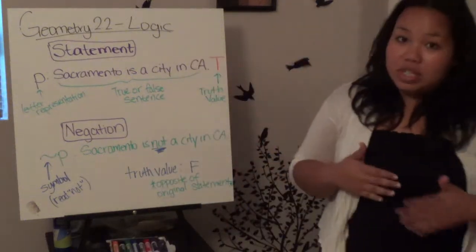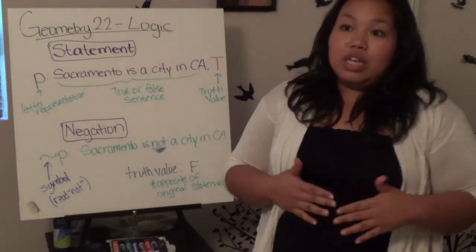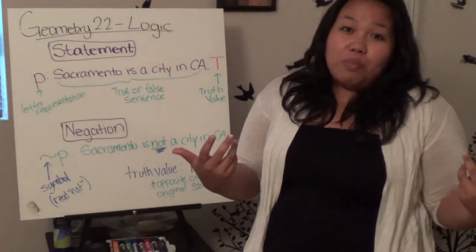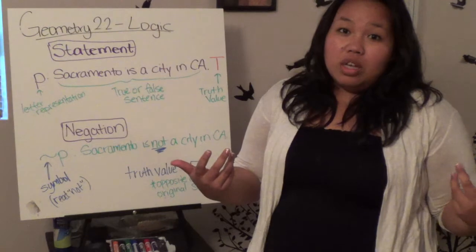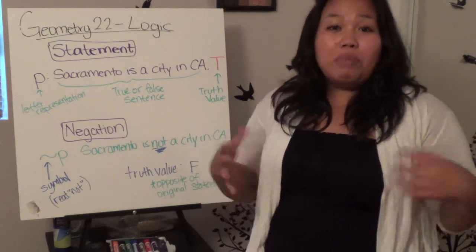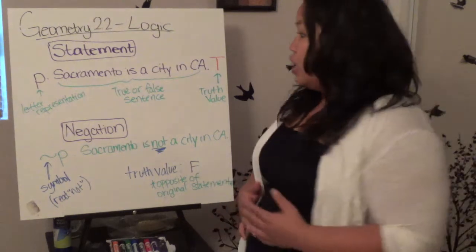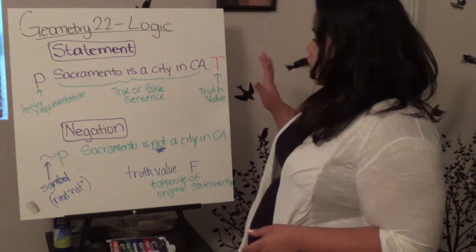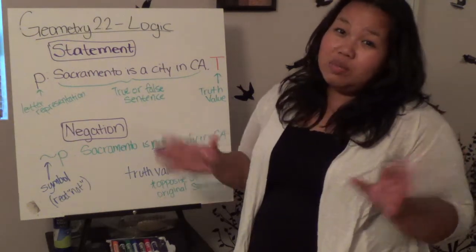Geometry 2.2 is dealing with logic, and basically in order to understand logic we're going to take a step away more from algebra and go into statements so you kind of understand the basics of logic before we apply it to actual math. And so in this particular section and next section we're going to be dealing with sentences.